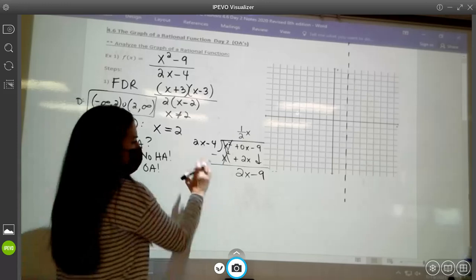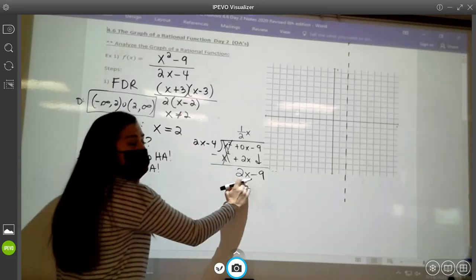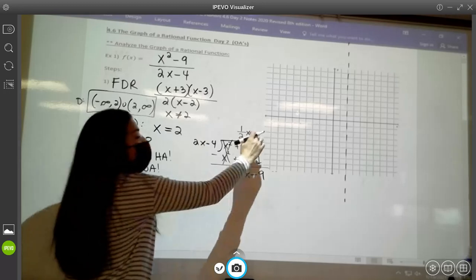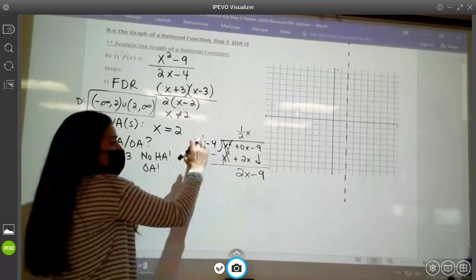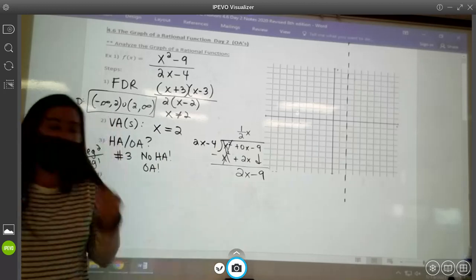All right, well, first term into first term. How many times does 2x go into a 2x? Or what could I put up here so that when I multiply with 2x, I get a 2x so that they match? A positive 1.